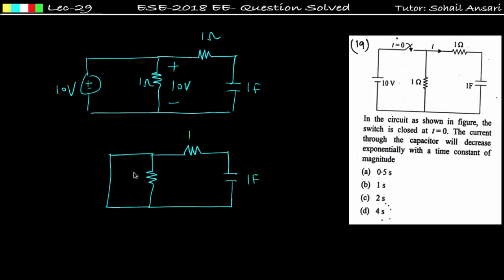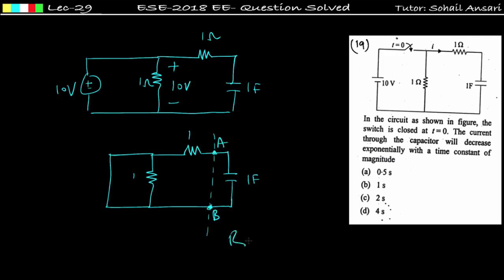This is also 1 ohm. This is also 1 ohm. Now find the region where the value of R and C are separable. So this is the region where the value of R and C are separable. So find the R equivalent and C equivalent across this AB terminal.